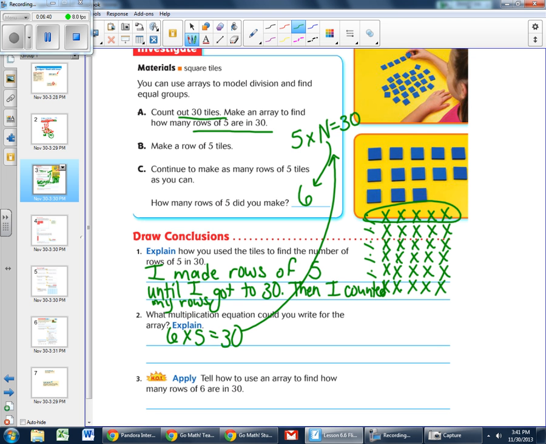Tell how to use an array to find how many rows of 6 are in 30. Okay, so what are you going to do? Here we made rows of 5 until we got to 30. Now they want us to do rows of 6 until we got to 30. How are you going to tell us that? You're going to say, similar to what we did up here, I made rows of 6 until I got to 30. Then I counted the rows and see how many you get.